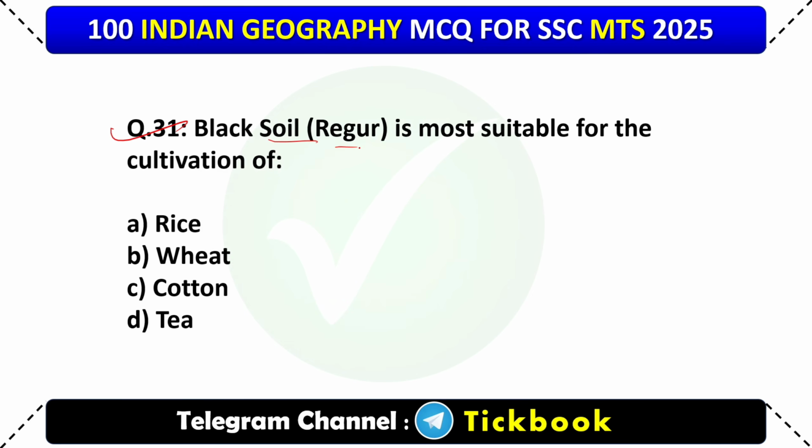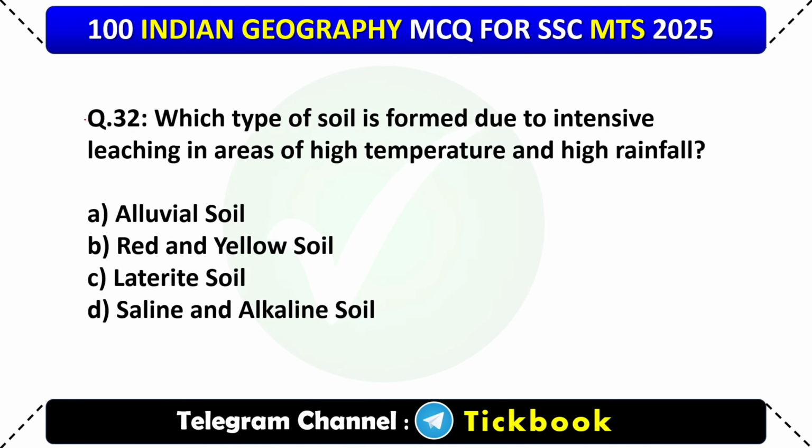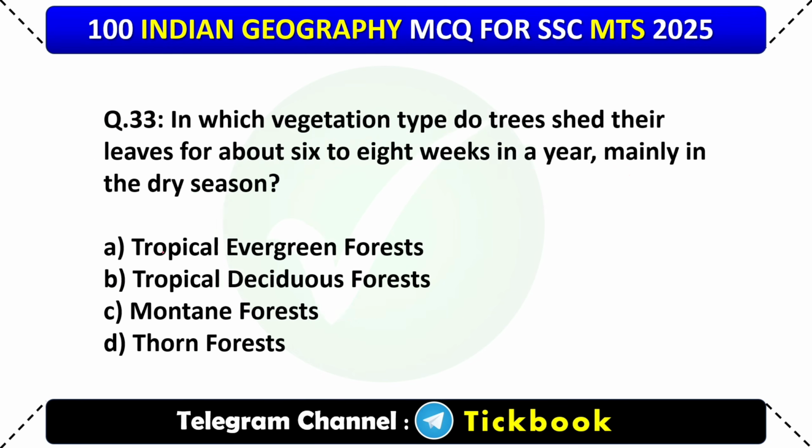31, black soil is most suitable for the cultivation of. Option number C, cotton. 32, which type of soil is formed due to intensive leaching in areas of high temperature and high rainfall? Option number C, laterite soil. 33, in which vegetation type do trees shed their leaves for about 6 to 8 weeks in a year, mainly in the dry season?